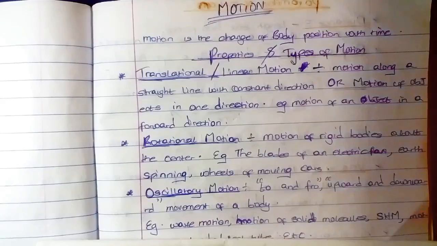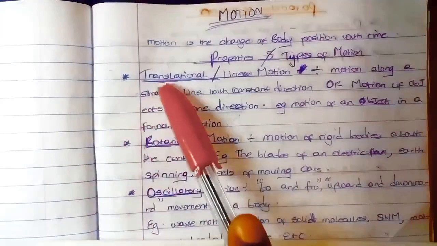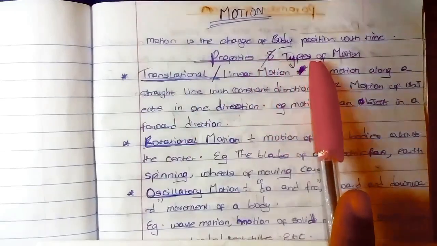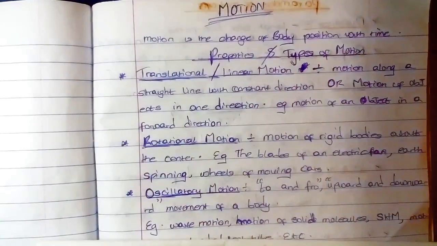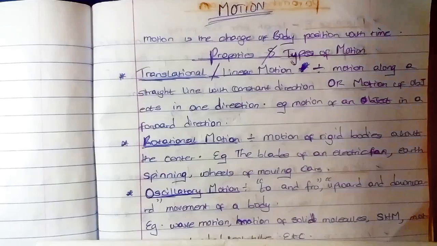Now, you might have come across the word motion before, especially in physics. We often make use of this word in our daily activities. So what is motion, if I may ask? Motion is the change of body position with time. That is the meaning of motion. When one changes his body position with time, that is known as motion.